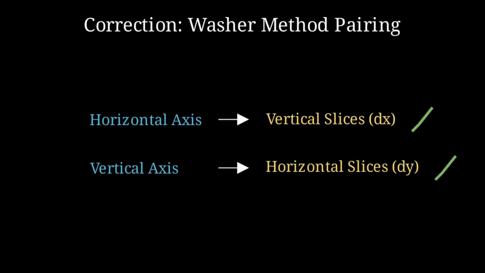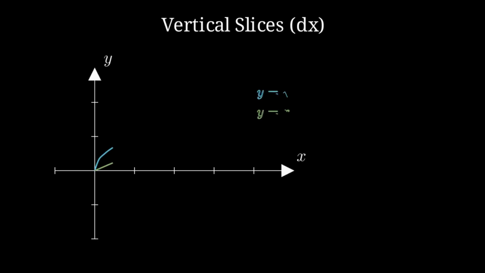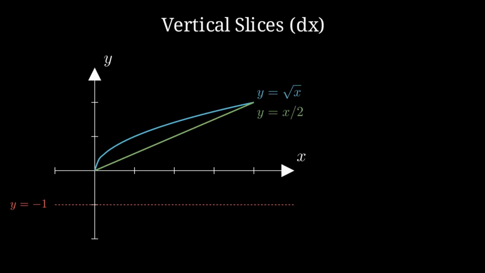Let's re-examine our first example with this correct pairing. Using vertical slices for our horizontal axis y equals -1, we look at the height. The top curve is y equals square root of x and the bottom is y equals x over 2. The outer radius R of x is the top curve minus the axis, and the inner radius r of x is the bottom curve minus the axis.